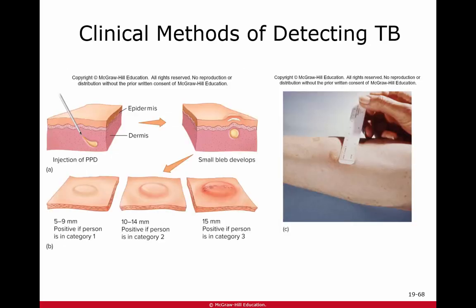This is a test that if you're going into healthcare, you will be given. You're given the injection of the PPD, that protein, and then you allow it to go 48 hours. You have it retested or checked, and a small bleb is going to form. And if that bleb is between 1 and 4 millimeters, you're negative. Okay, if it's between 5 and 9, it's positive, you're category 1. If it's 10 to 14 millimeters, it's category 2. And if it is 15 millimeters or greater, it's a category 3.